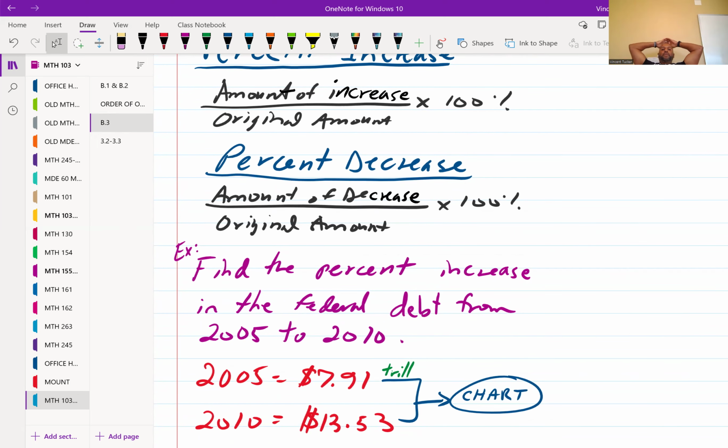So find the percent increase in the federal debt from 2005 to 2010. These two values came from a chart, but the chart doesn't matter. We have the numbers. That's all we need. In 2005, the debt was 7.91 trillion, and then it went up in 2010 to 13.53 trillion. And you want to calculate the percent increase.